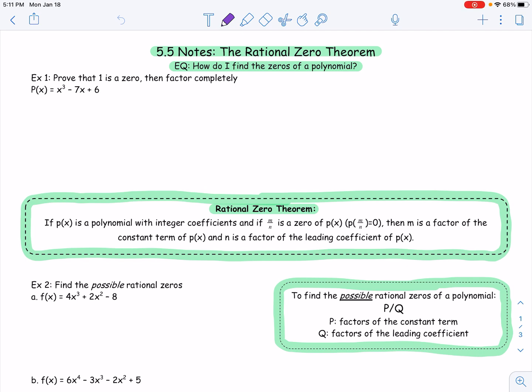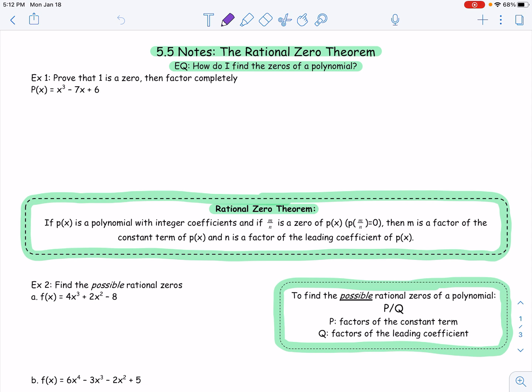Hello, hello, hello. Here we are with our rational zero theorem. This is section 5.5. So basically what we want to do in this lesson is find all of the zeros of a polynomial. Remember, a zero is the x-intercept. It's a root. It's the factor of that polynomial.